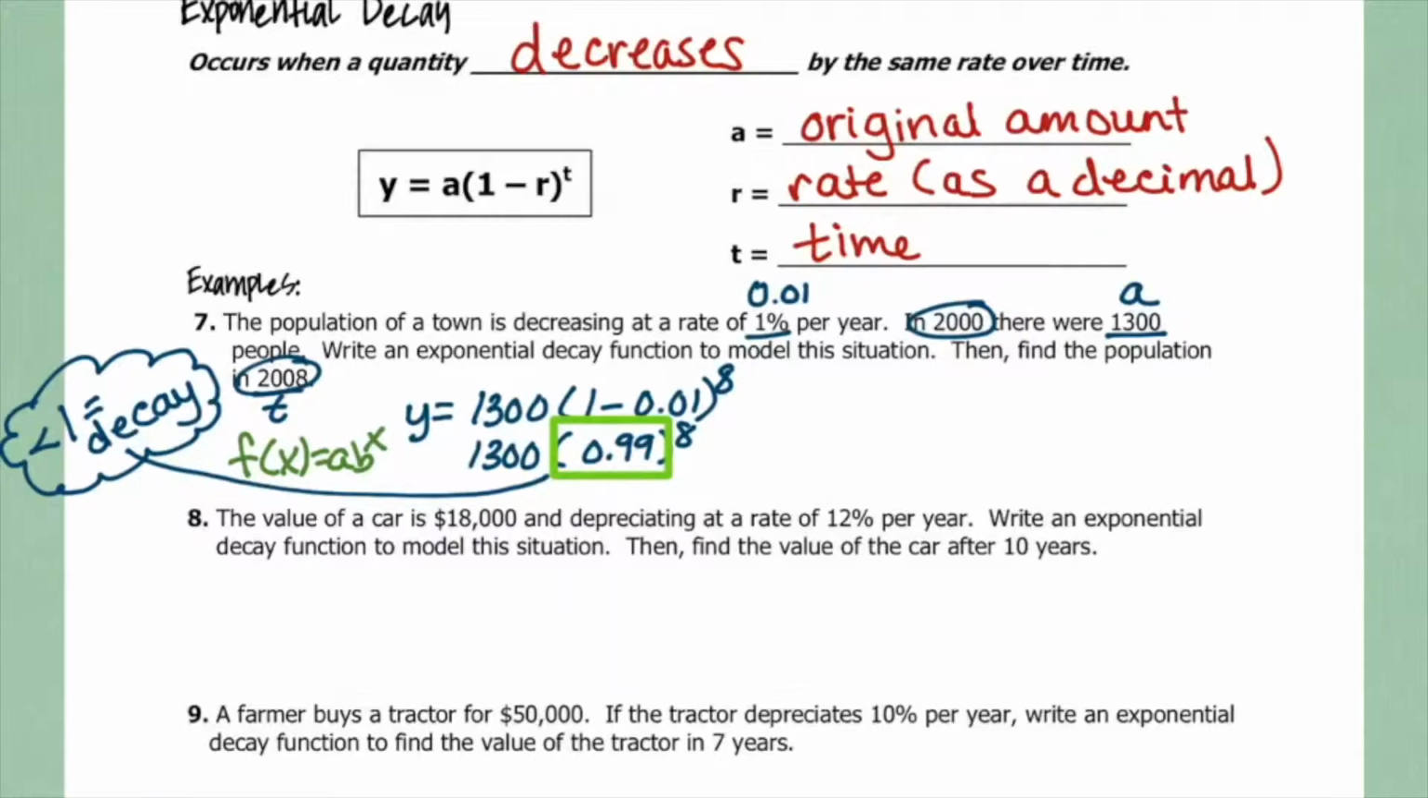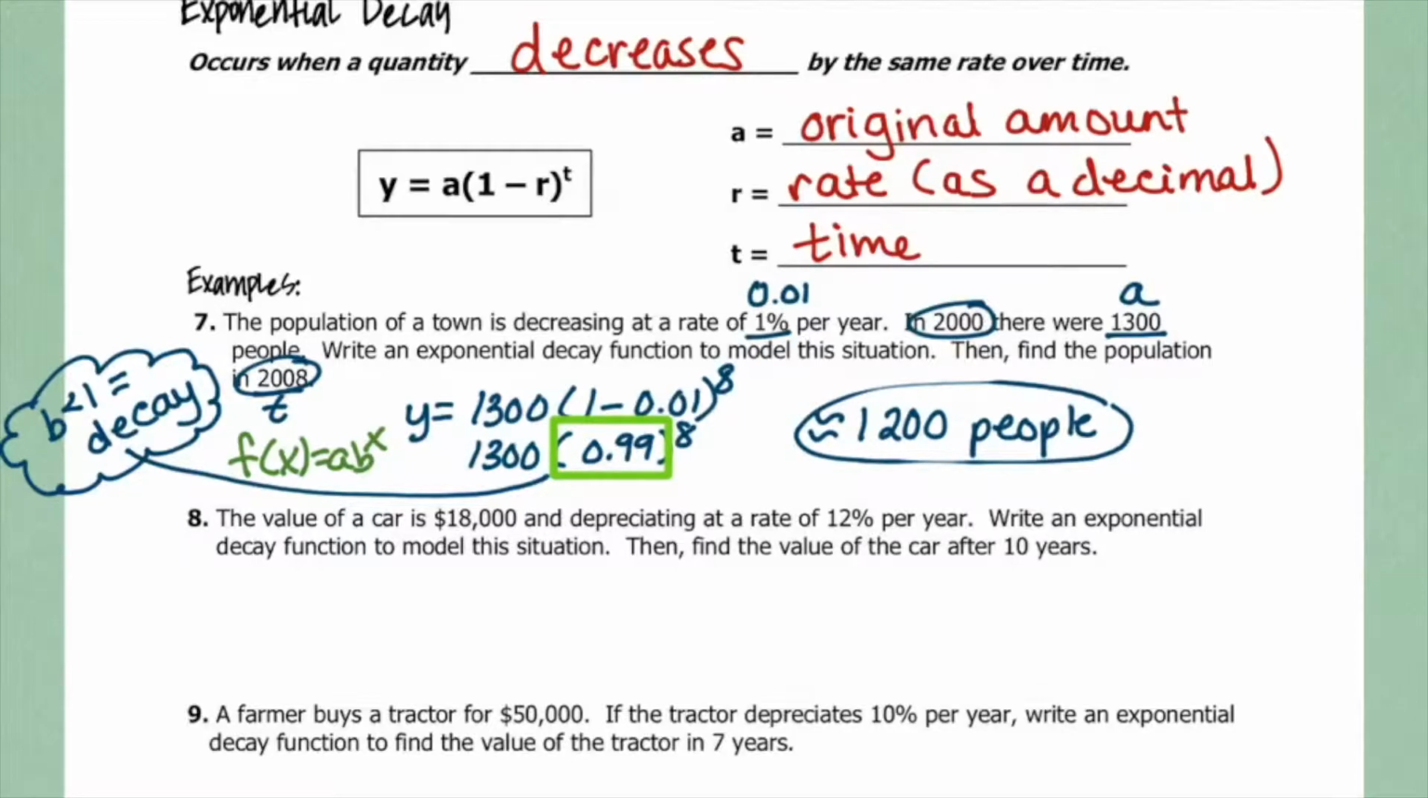So if they ask you a question, is this growing or decaying, and they just give you the function, you can tell by the parentheses. All right, so let's calculate this. When you put 0.99 to the 8th power, hit equals, times it by 1,300, you get approximately 1,200 people. So they had 1,300, and in 8 years, they lost 100 people.